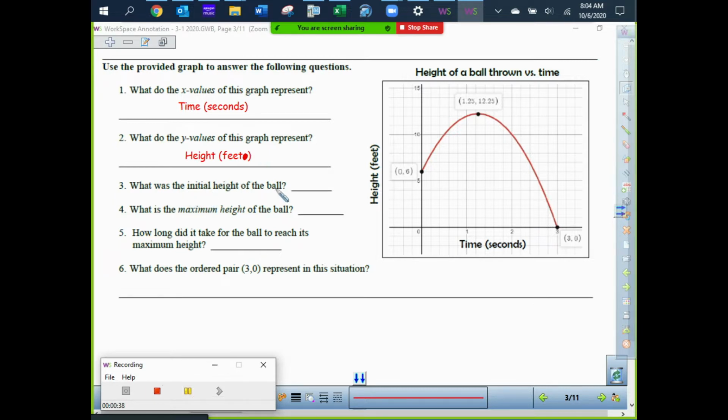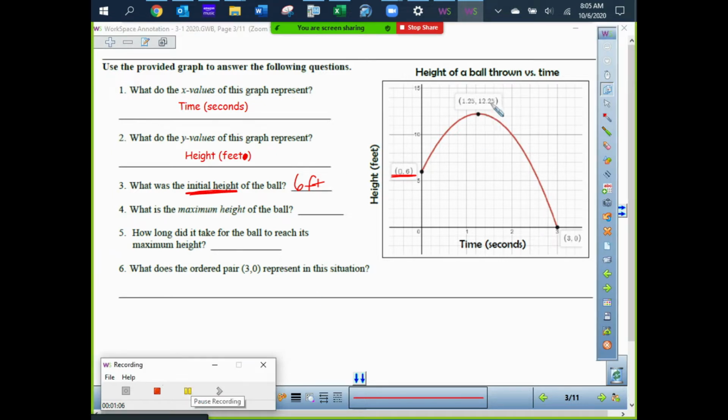What is the initial height of the ball? Well, the initial height would be when the time is equal to how much? Like how much time has passed when you just got started? 0 seconds. So if you go to 0 seconds, do we know the initial height of the ball? 6 what? Feet. Labels are going to be the big thing. 6 feet.